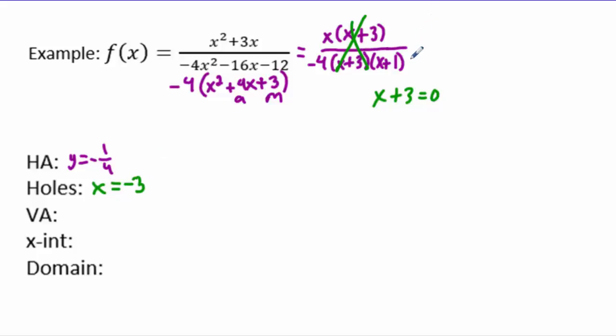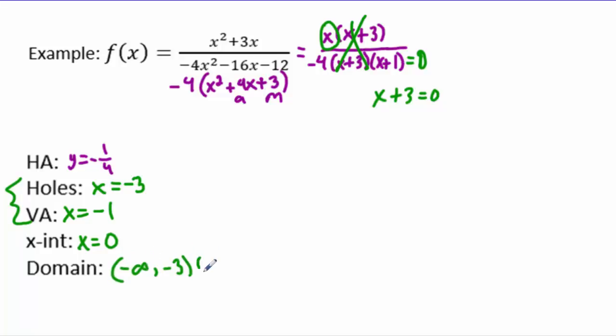What's left on bottom, the x plus 1, I set equal to 0 and solve, so my vertical asymptote is x equals negative 1. What's left on top, this x, I set equal to 0, and it doesn't actually need to be solved because it's already solved. My x-intercept is at x equals 0. The domain comes from these two combined, negative 3 and negative 1, which is negative infinity, comma, negative 3, comma, negative 1, and then negative 1, comma, infinity. And that's all there is to it.